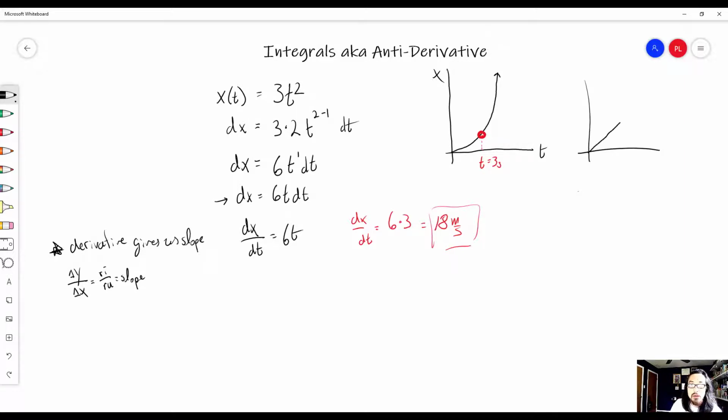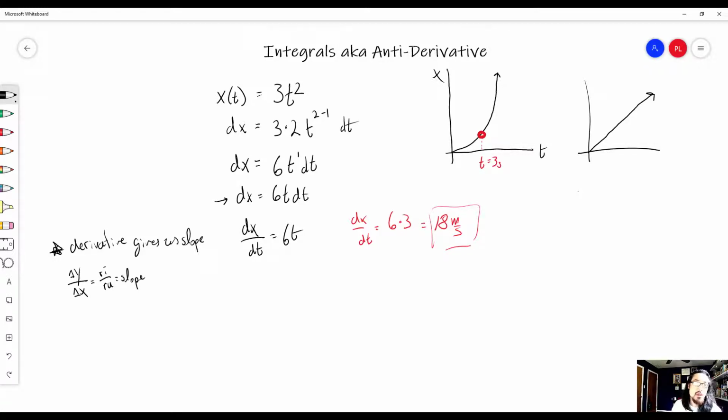We get a straight line. So we can see that as our time is changing, so is our position, and we get this graph right there. All right, so let's go on into the integral.